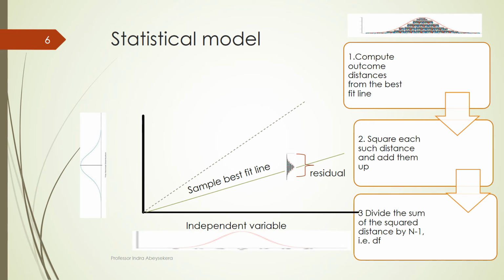So how do we measure the residual? To measure the residual, we compute the outcome distances from the best fit line. That's step one. Because these outcome distances could be above and below, above is positive and below is negative. If we add them up as plus and minus, they cancel out. To get around that issue, we square each distance and add them up. So that's step 2.